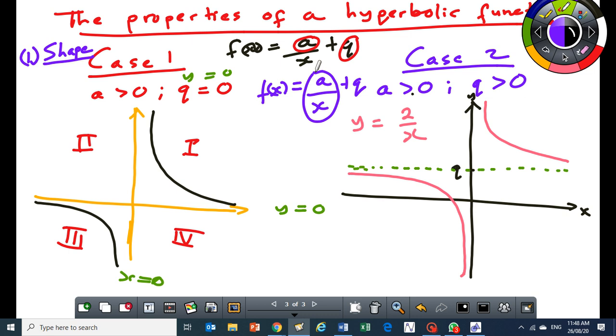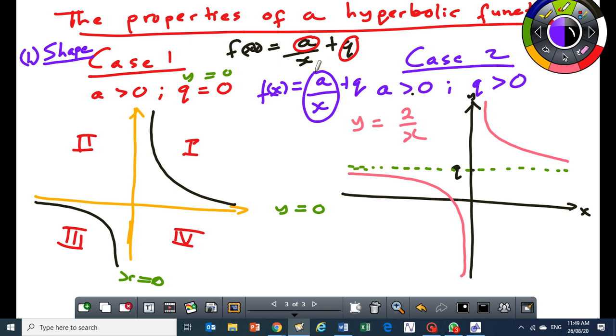Now, when you say q is 0, it means we are saying the value of y along the horizontal asymptote is equal to 0. Okay? And maybe you didn't know, but from now on you must know this. The y-axis has an equation. The x-axis has an equation. The equation of the x-axis is y equal to 0. Okay? The equation of the x-axis is y equal to 0.